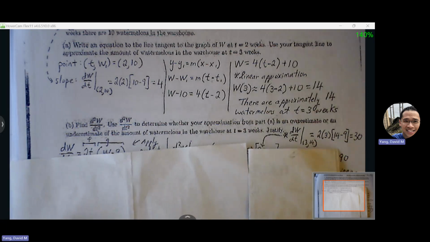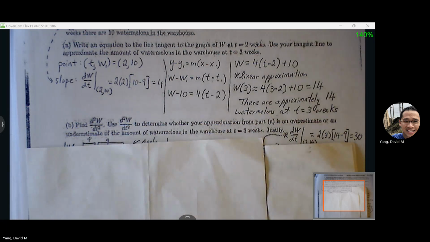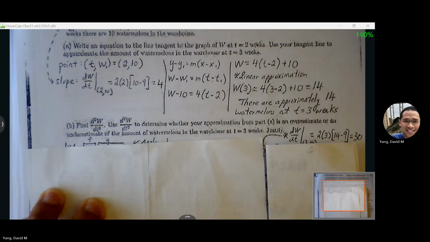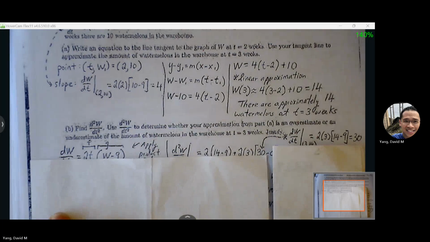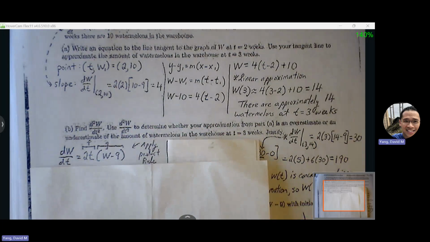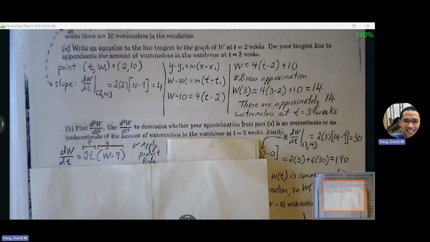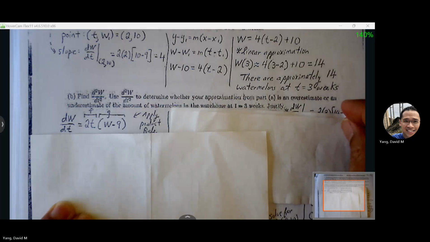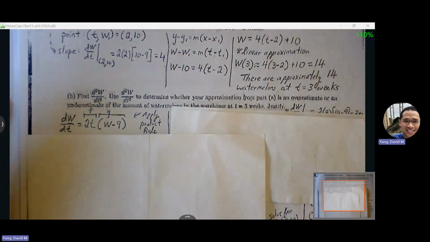Part B, find the second derivative. Remember, this is the derivative with respect to time. We want to treat t as our x, and then our W is getting impacted by time. So here's my setup for product rule. 2t is my f, W minus 9 is my g. f prime g plus f g prime.